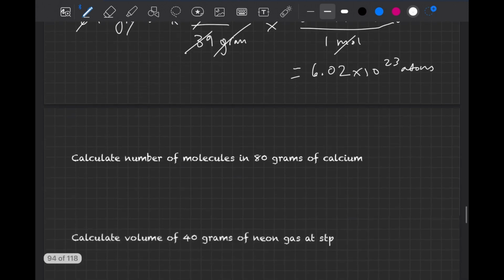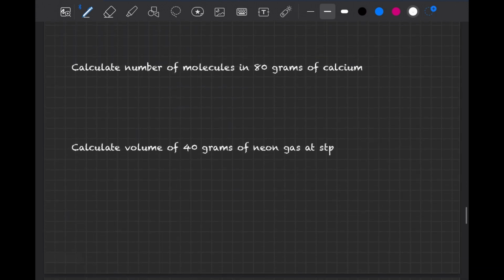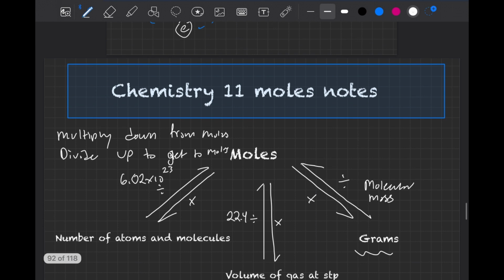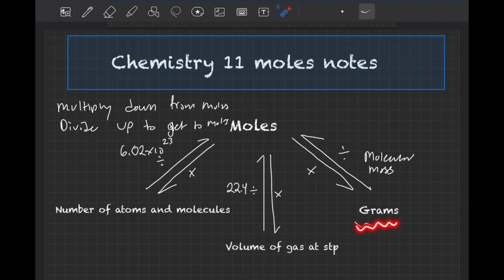Okay. Let's try this one. So calculate the number of molecules in 80 grams of calcium, and we'll say the molar mass for calcium on the periodic table is roughly 40 grams per mole. So 1 mole is 40 grams. So let's realize where we are. We're given the grams, and then we've got to get to the number of atoms and molecules. So we've got to go to moles and then down, right?